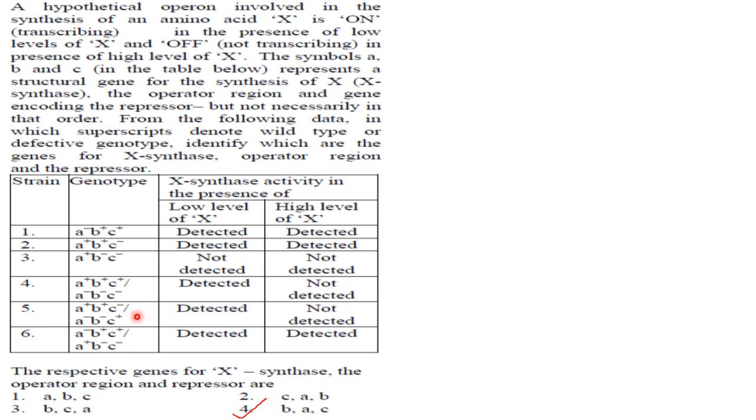Then strain 6, if you see A minus B plus C plus, A plus B minus C minus, activity is detected at low and high levels. So A is the operator. A is mutated, so C cannot go and bind there, and X activity will be detected both at high and low levels of X. So the order will be B, A, C for X synthase. A is the operator and C is the repressor. Answer will be option 4.